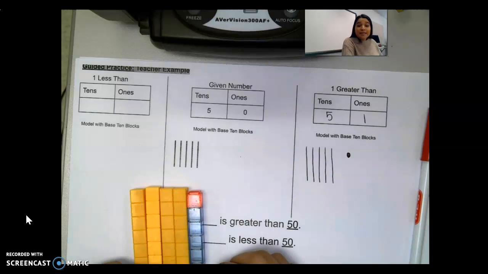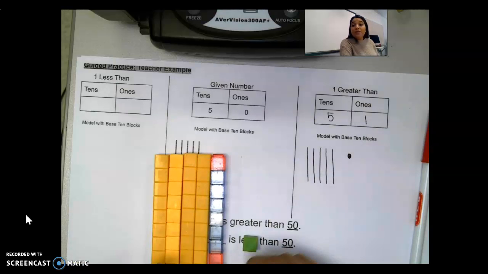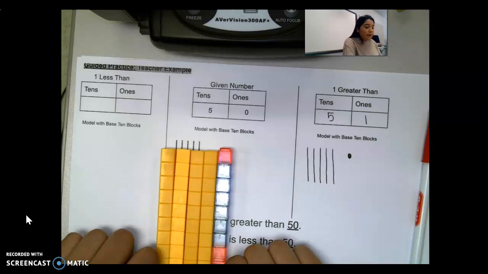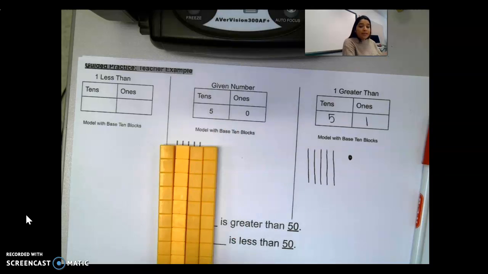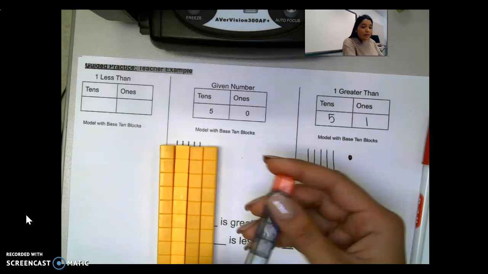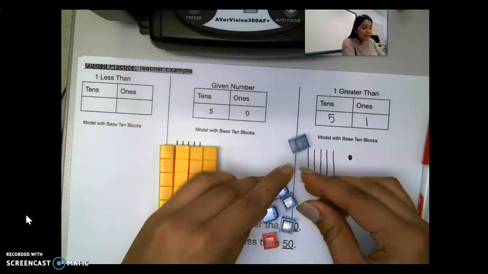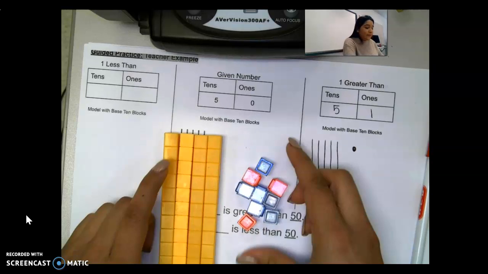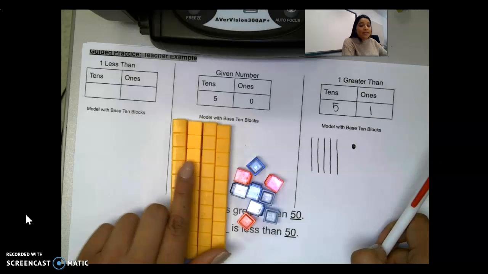Now let's see 1 less. What number can we generate that is 1 less? So let's go back to 50. I have 50 right here. And we're going to just take away 1. So I'm just going to take away 1. And now I don't have a tens block anymore. I just have ones because it doesn't make 10. Because I took away 1. So I'm going to take them apart. And since I took away 1, now I have some tens and some ones.